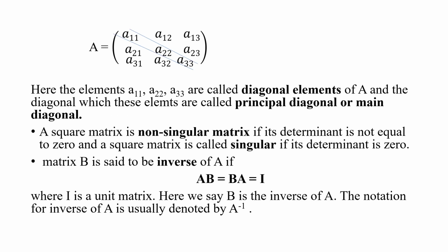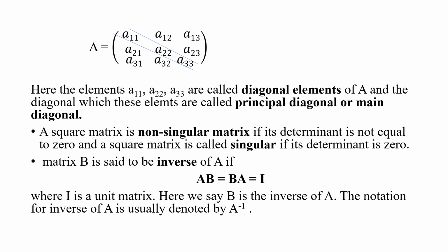For example, if you take a 3 by 3 matrix, A11, A22, A33 are the diagonal elements which you call the principal diagonal or main diagonal elements. Here a square matrix is said to be a non-singular matrix if its determinant is not equal to 0. If you find the determinant of a matrix and it is not equal to 0, then you call this a non-singular matrix. Otherwise you call it a singular matrix.